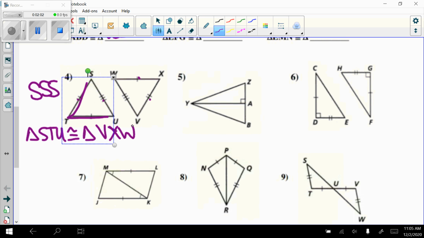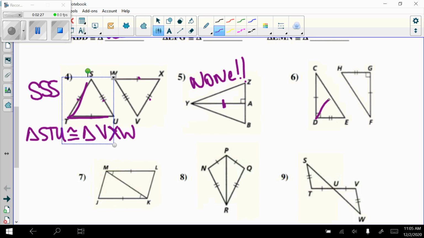Number five, let's see, they share this leg or this side. I have a right angle, so I have a leg. I do not have a hypotenuse. All I have are two things, an angle and a side. So this is a none. Not enough information. Over here, I check always first for hypotenuse leg if I have a right triangle. The hypotenuse, nothing is marked, so I know it's not an HL.